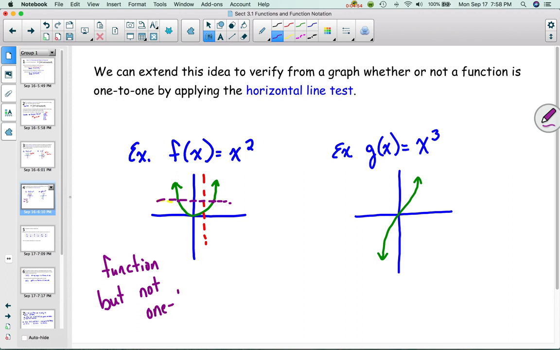one-to-one. Okay, so looking over here at our g of x equals x cubed, you can see that it passes the vertical line test, which means it's a function.